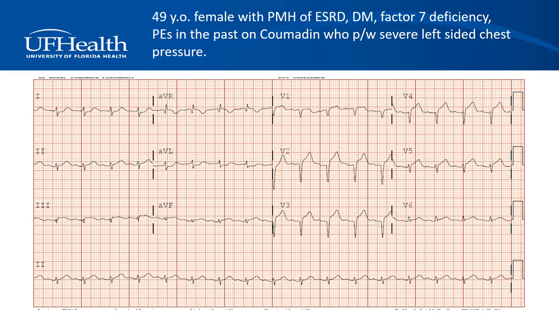This EKG shows ST elevation in leads V2 through V4, and the patient was diagnosed with an ST elevation MI. She was taken to the cath lab and found to have high-grade mid-LAD stenosis and had a stent placed.